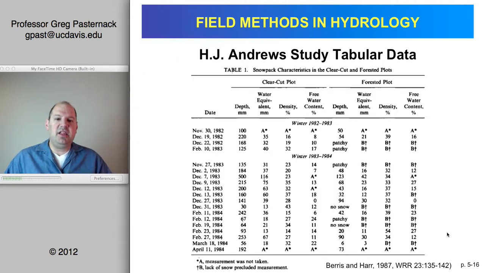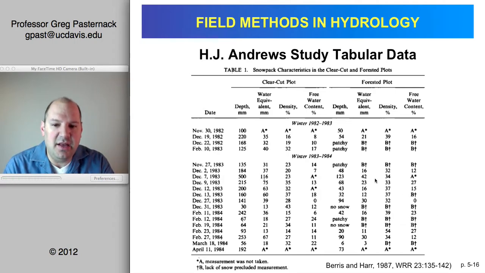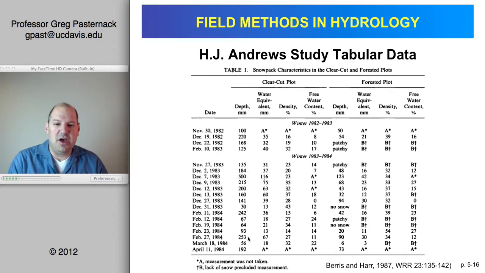So comparing the clear cut versus the forest plot, this study was done in 1982, 1983. You could see on some individual dates how the depth of snow was actually relatively high, anywhere from, looks like, the low of 30 millimeters, but highs of 200, 250 or so millimeters. So typically more than 100 millimeters of snow in the clear-cut plot.